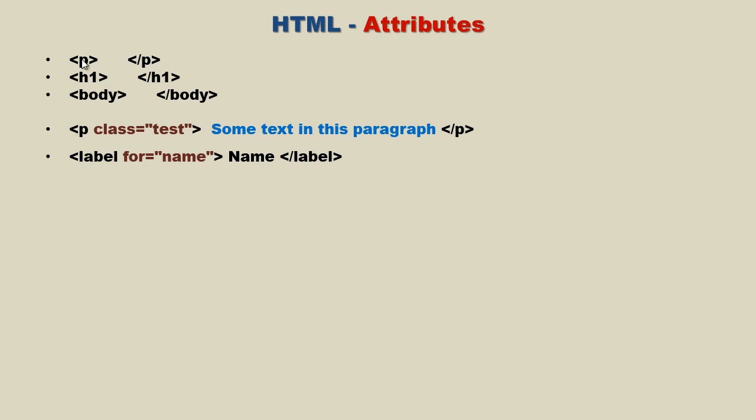Now, as we know, elements are made up of two tags, an opening tag and a closing tag. And what do these elements do? They tell the browser something about the information that is between these two tags. So the paragraph element will tell the browser that there's some text here. The heading element will tell the browser that there's a heading here. And the body will tell the browser that everything that's inside the body will make up the actual web page. So at a basic level, that's what elements do.